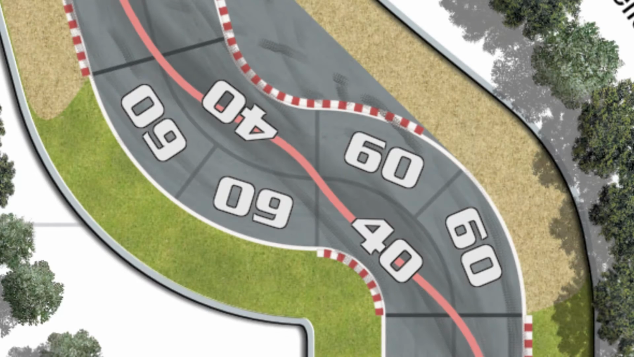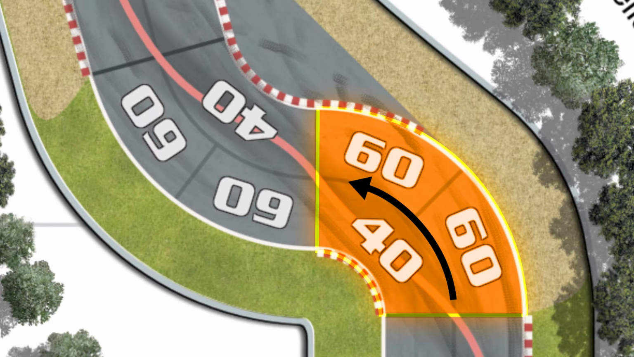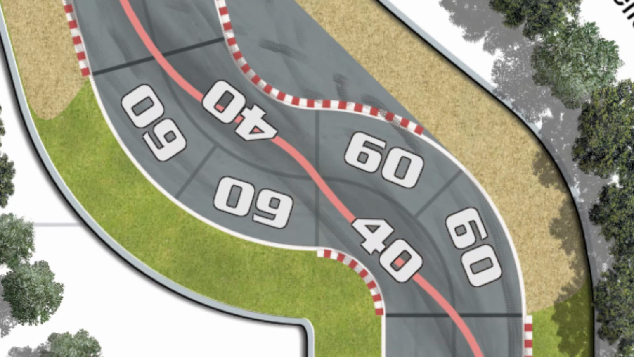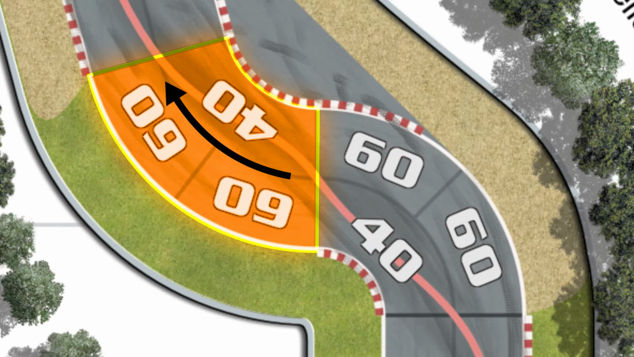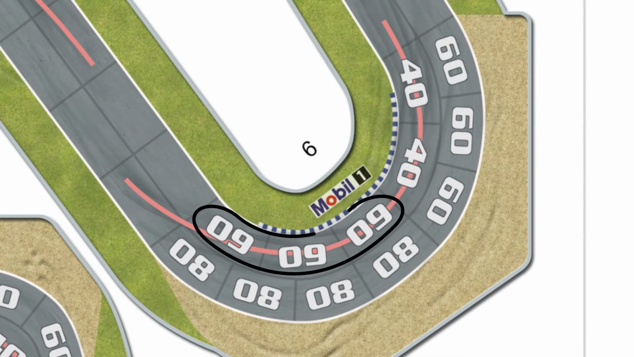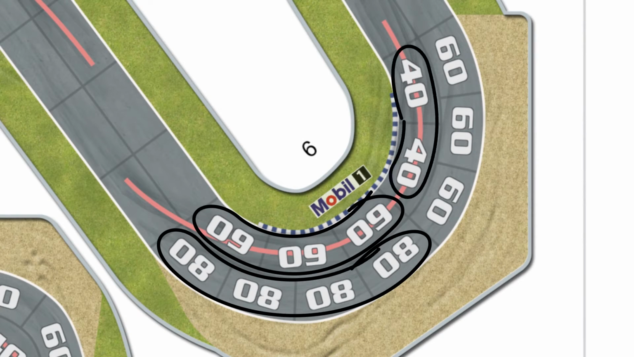Now let's grab that wheel and start turning both left and right. A corner is a series of connected spaces containing numbered speed limits and turning the same direction. If a connected segment changes direction, it is treated as a separate corner. The speed limit numbers indicate the speed at which tires begin to struggle for grip and scrub off tire points.